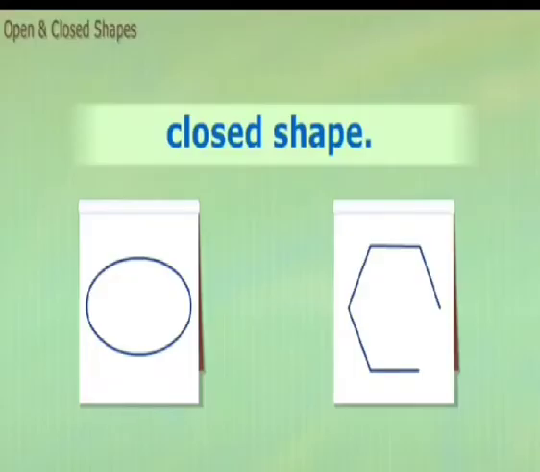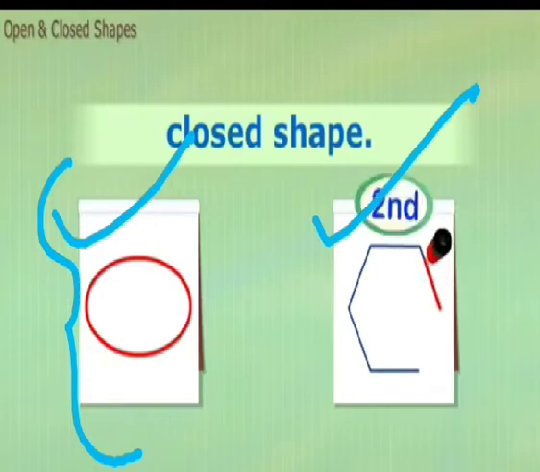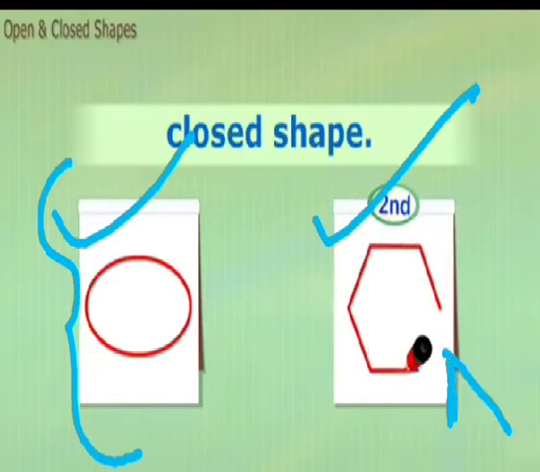Any closed figure, children, as you can see in this example, this one is the closed shape because when we will draw this shape, we will reach to the point from where we have started. As you can see here, no gap, no space is there in between. On the other hand, this one is the open shape. As you can see here, there is a space or gap. That means this is not closed. So it is open shape.